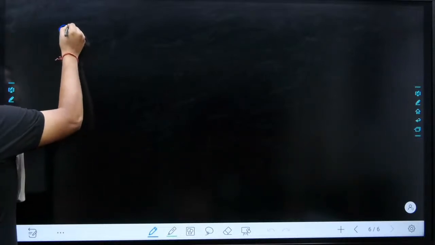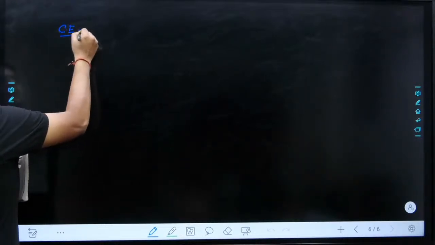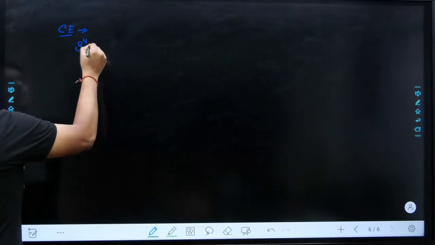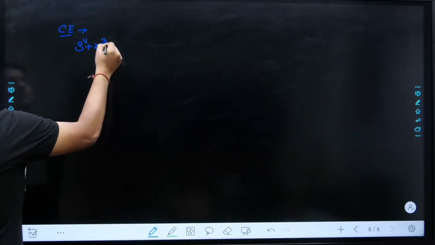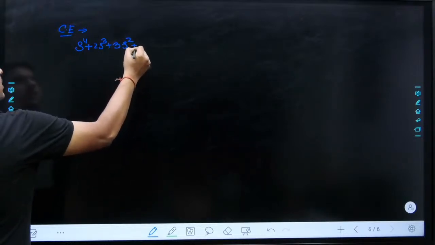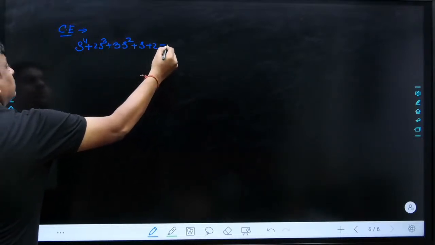The characteristic equation is clearly given with a system, and which is nothing but s to the power of 4 plus 2s cube plus 3s square plus s plus 2 is equal to 0.